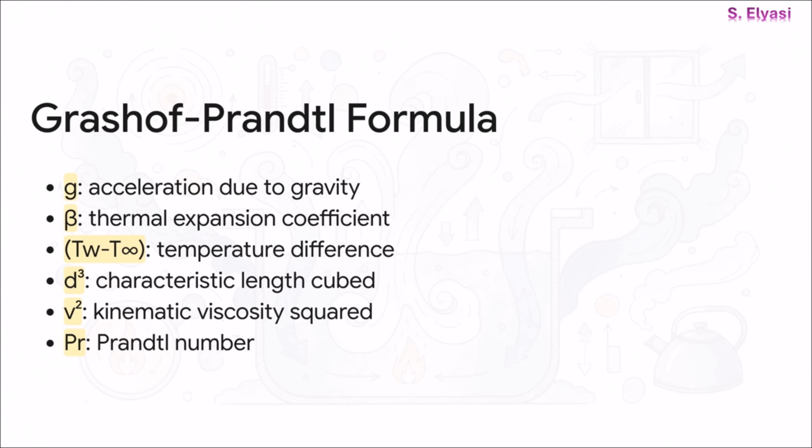Then we have the temperature difference, the wall versus the air. This is the real engine of the whole process. A bigger temperature difference creates a way stronger convection current. And then, notice this, the pipe's diameter is cubed. That's huge. It means that making the pipe just a little bit bigger has a massive effect on the flow. Now for the bottom part, the resisting forces, we have nu squared. That's kinematic viscosity. Just think of it as the air's stickiness, trying to hold everything in place. So this one number packs all that physics together and tells us who's winning the tug of war.